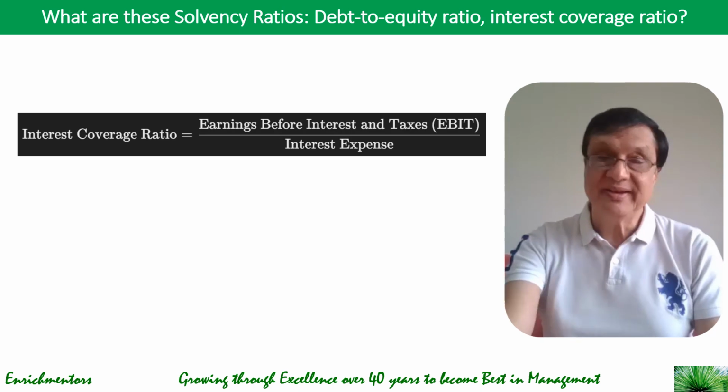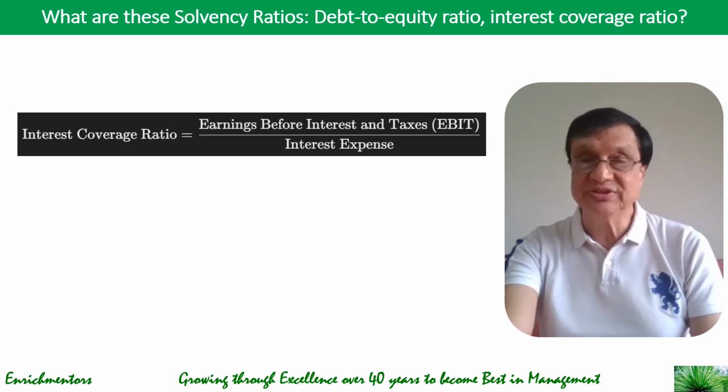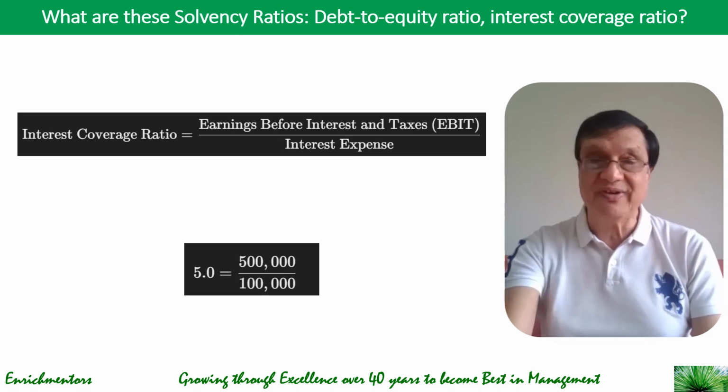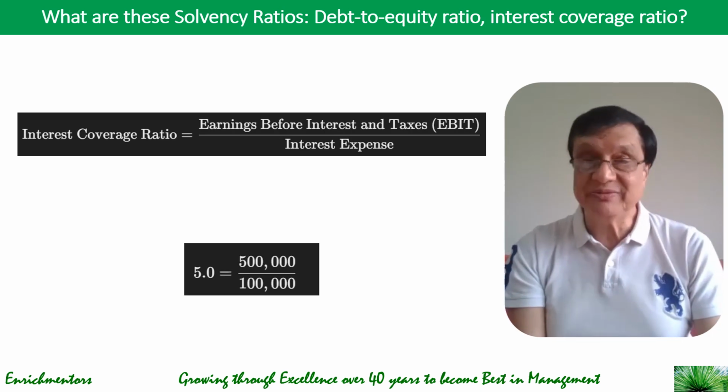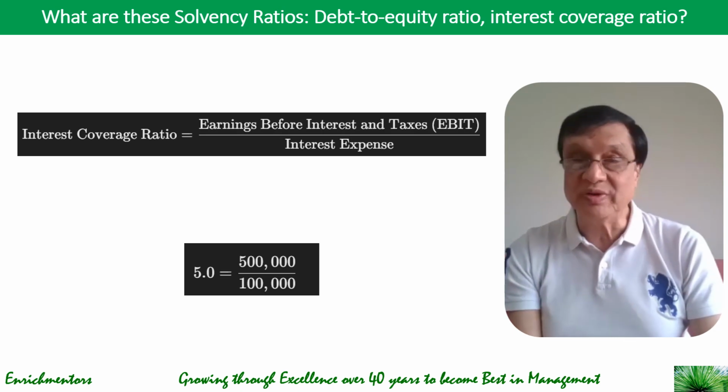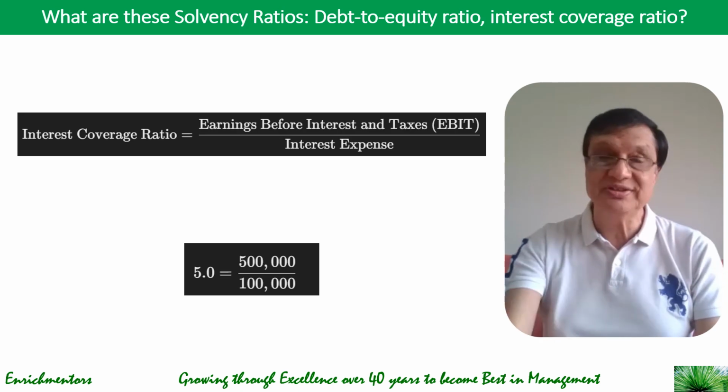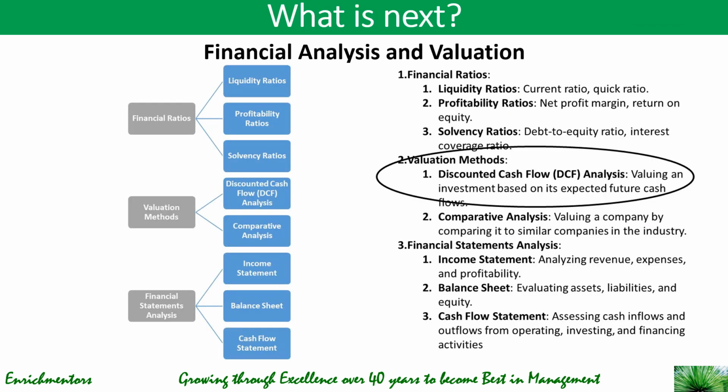For example, if a company has 500,000 EBIT and 100,000 interest expense, the interest coverage ratio is 5, equal to 500,000 divided by 100,000. This means the company can cover its interest expenses 5 times over, which indicates a strong ability to meet its debt obligations. Having looked at these financial ratios, what do we do next? We will look at a valuation method called discounted cash flow, DCF analysis, where we will talk about how you can value an investment based on its expected future cash flows.